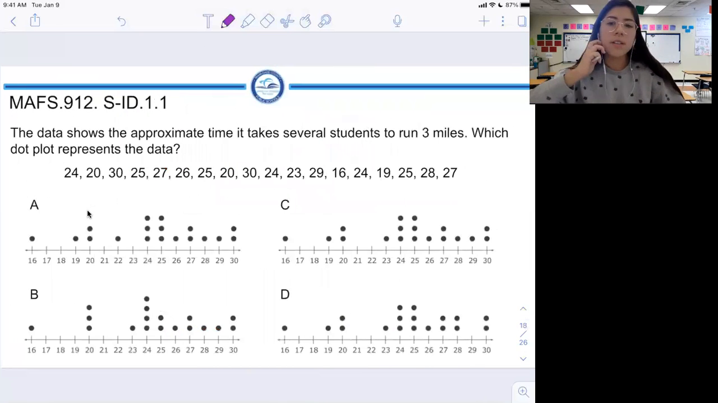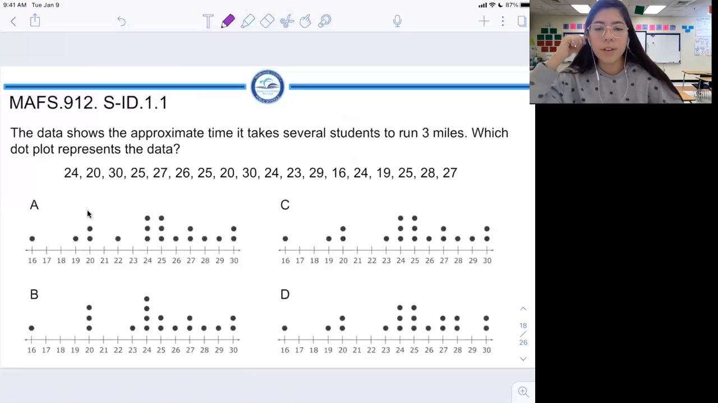All right. Dot plots, easy, easy, easy, guys. Nevis's phone died. Okay, can she hear me from your screen, maybe?